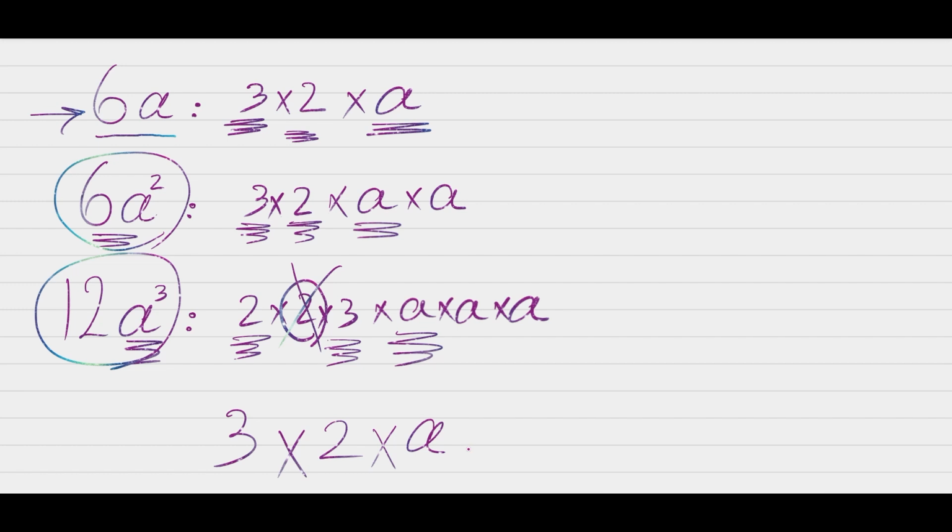So we can pull those 3 things out. What we're going to do is multiply them together. And when we do that, we're going to get 3 times 2 times a is 6a. So we get 6a as our greatest common factor.